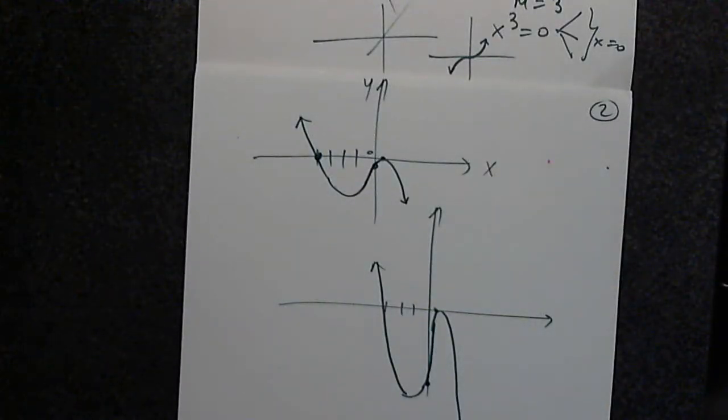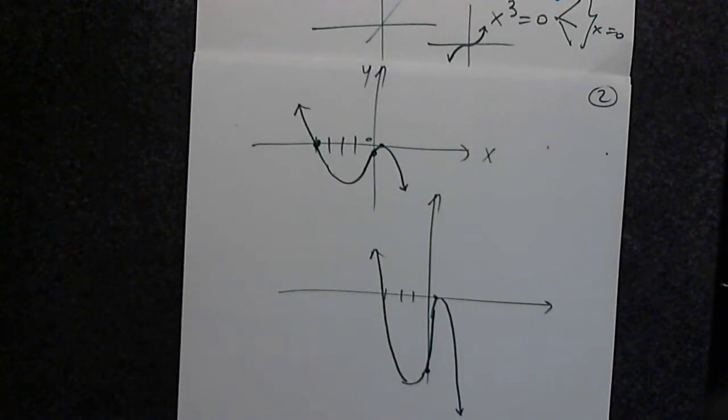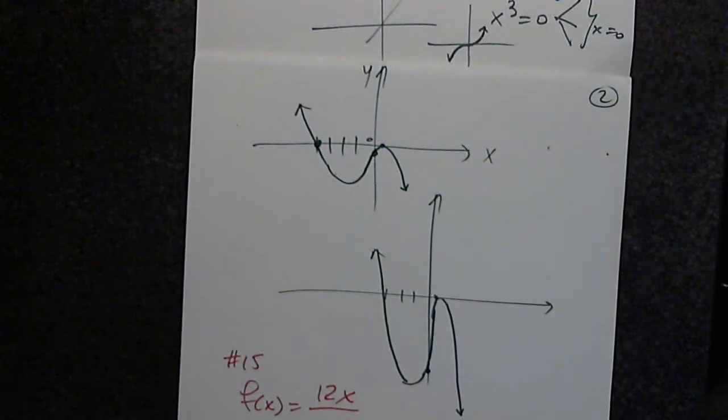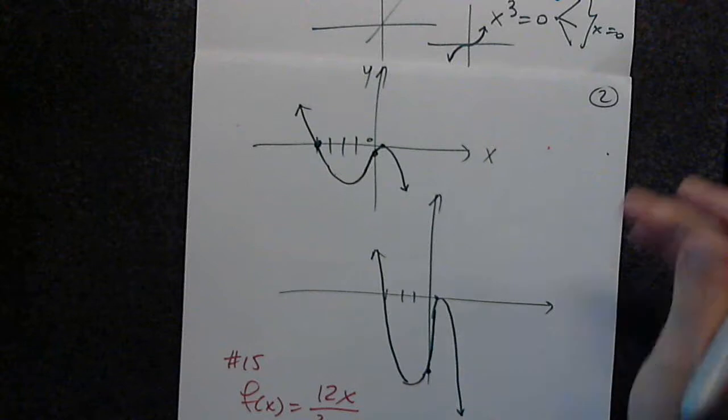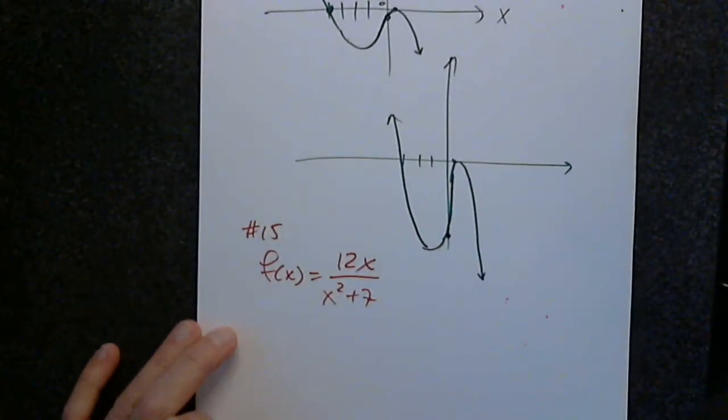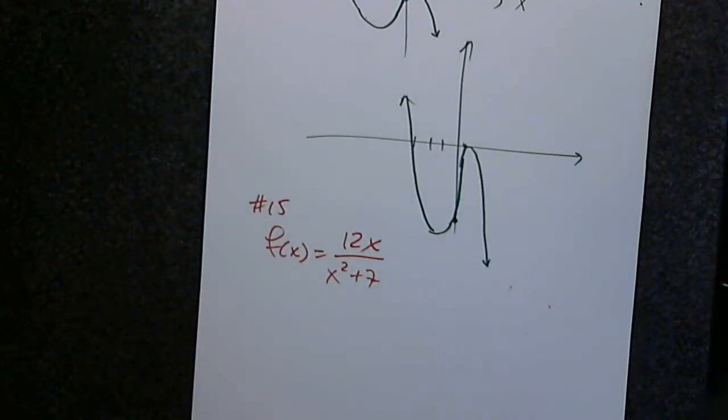Moving forward. This is number 15. So we have f of x equals 12x over x squared plus 7. What do they want? Is the function odd, even, or none of the above? This is also something that we are going to use throughout the semester. So that's why it was chosen here.